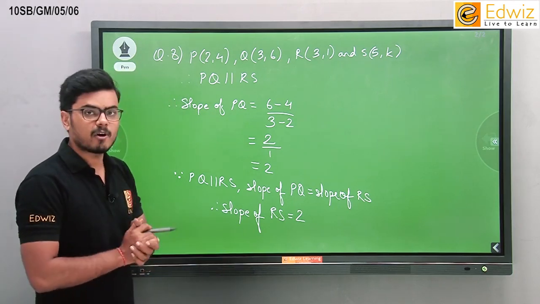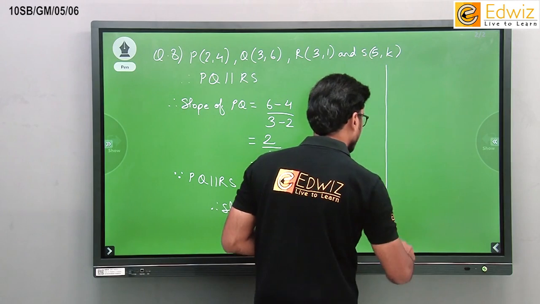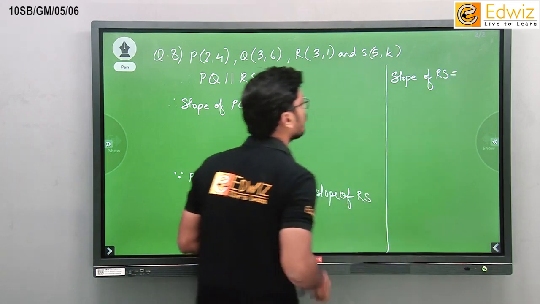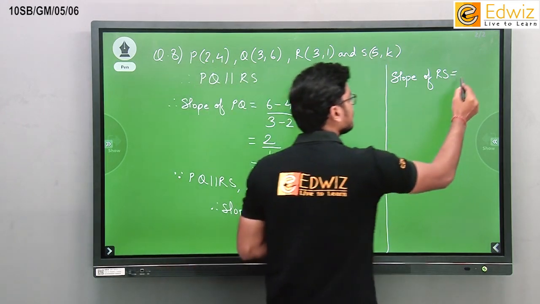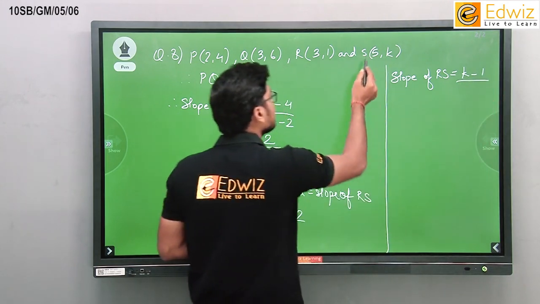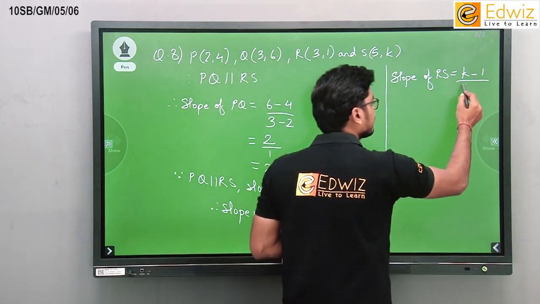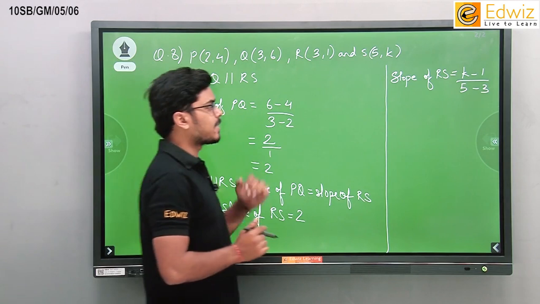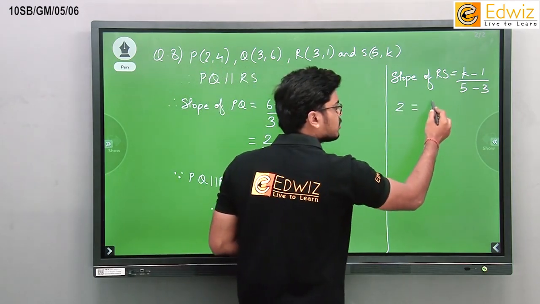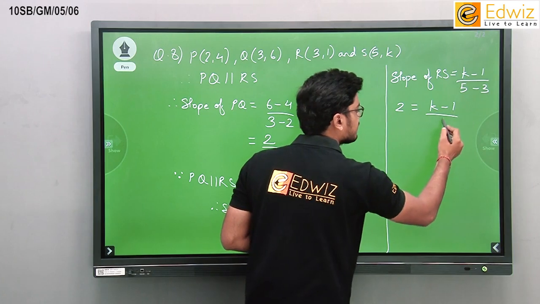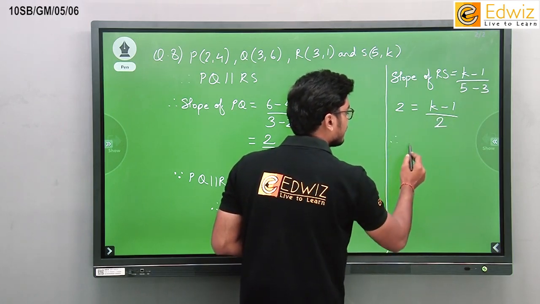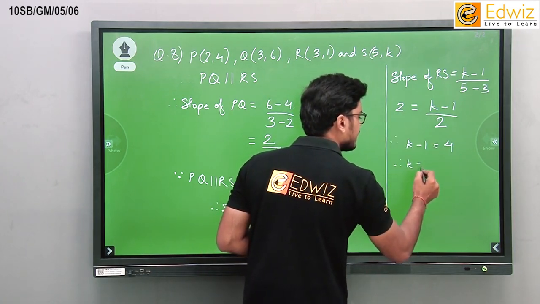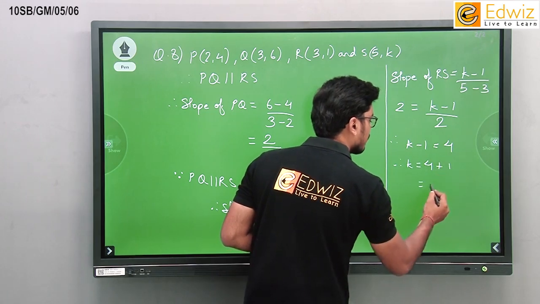Now we'll apply the formula for slope of RS. Slope of RS will be equal to y2 minus y1, so k minus 1, divided by x2 minus x1, meaning 5 minus 3. But we know the value of slope of RS, it is just 2, so we'll substitute the value here. 2 equals k minus 1 divided by 5 minus 3, which is once again 2. So therefore k minus 1 will be equal to 2 into 2, that is 4. That means k will be equal to 4 plus 1, equal to 5.